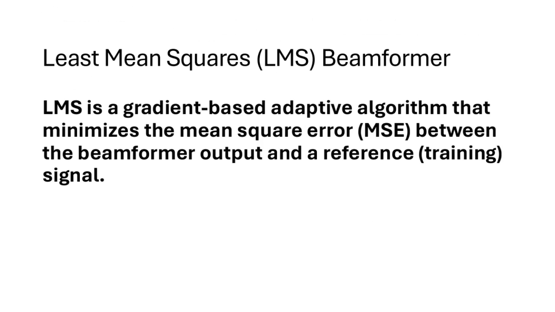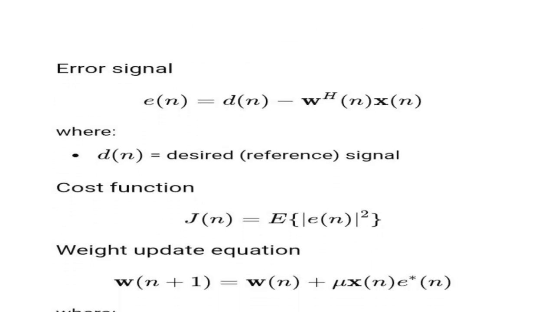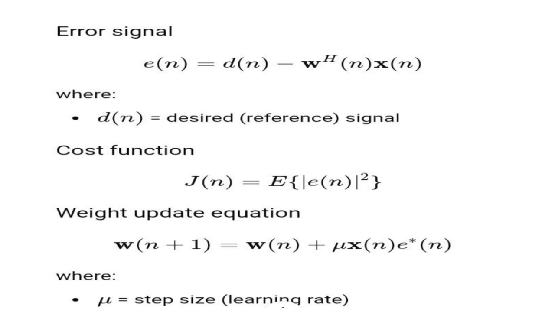The next thing is least mean squares beamforming. Here LMS is a gradient-based adaptive algorithm. The main purpose of this algorithm is to minimize the mean square error between the beamformer output and the reference signal. The reference signal is the training signal you use. The next thing is the error signal e: you find it as the desired signal minus the output generated by the signal model. Based on that, you calculate the cost function, which is the ensemble average of your error signal.